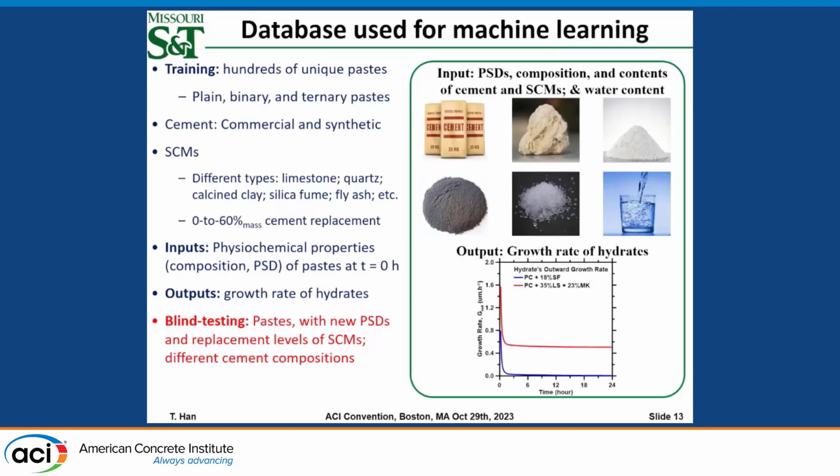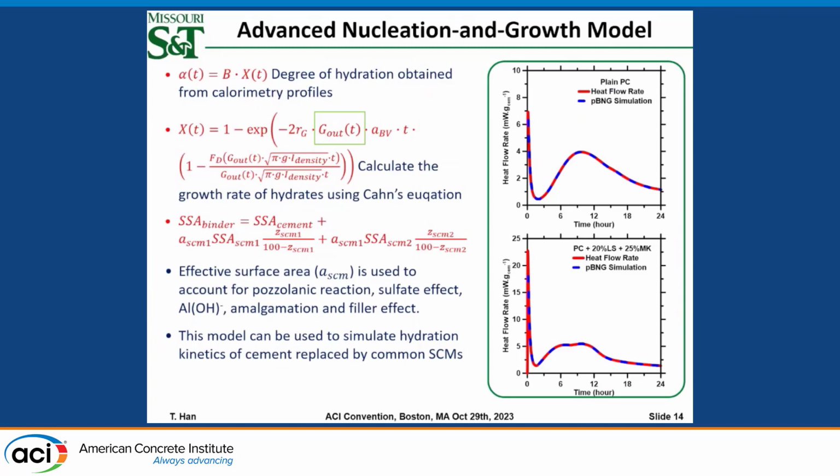Okay. And that is a major equation we use in our nucleation and growth rate model. So first we know the degree of hydration from the calorimetry profiles, then we calculate the XT here. And then after we get XT, we use XT to calculate the GOUT. The GOUT is the growth rate of hydrates. So first we calculate the growth rate of hydrates for the training data set. So we use that data set to train our machine learning model.